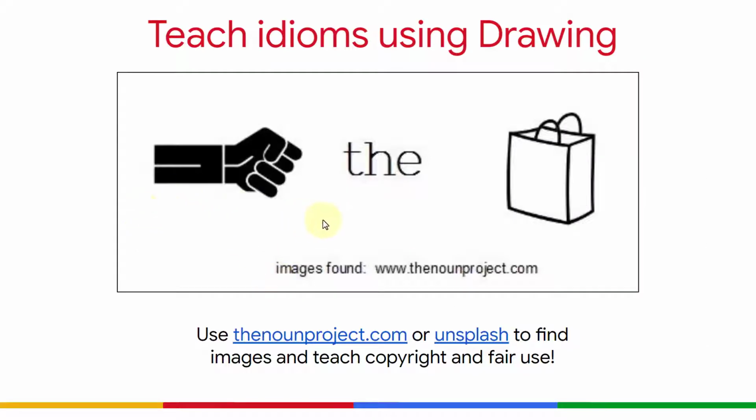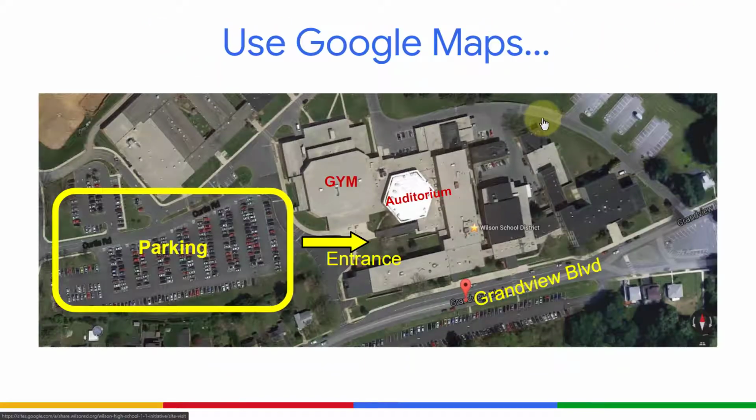You can teach idioms, so finding the right graphic that goes with whatever you're trying to explain. So these, the Noun Project and Unsplash, are good ways to find either graphics or pictures to use and teach them about fair use. Google Maps. Snap a map or do a screen capture of a map of some area and then label it. And so you can use all different colors, you can use markers, any sorts of things.